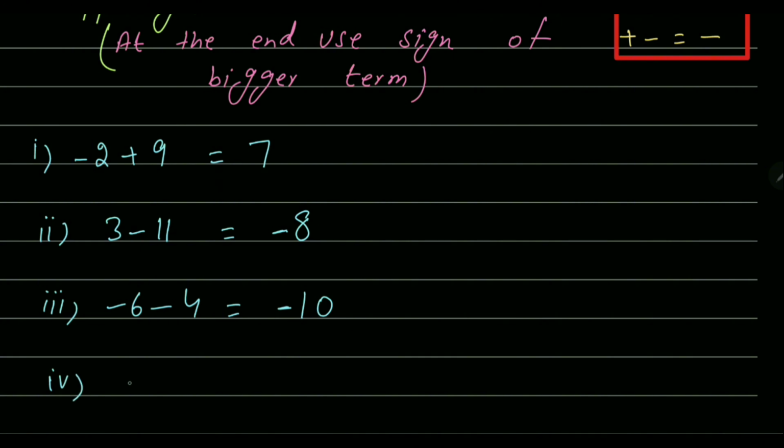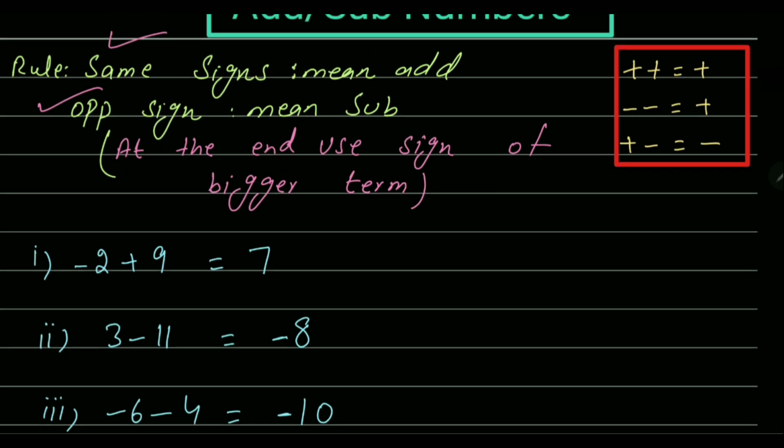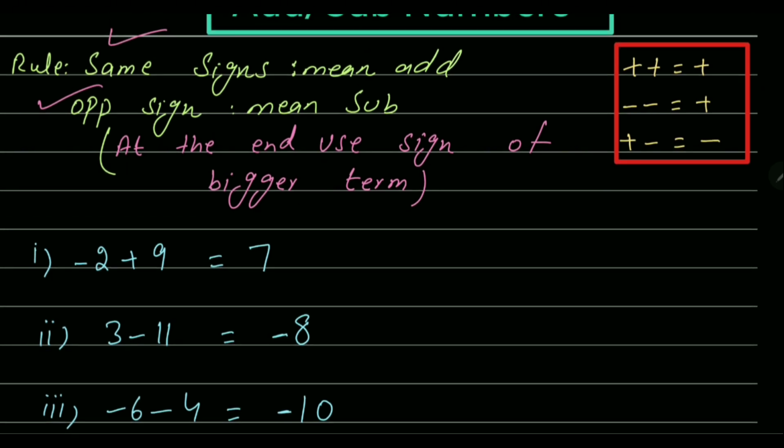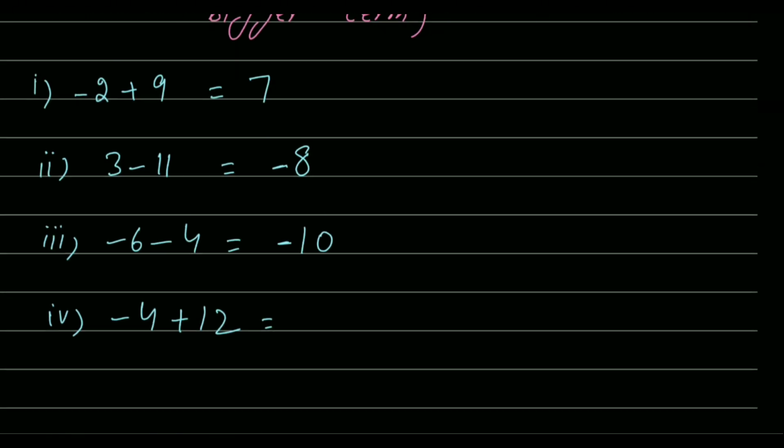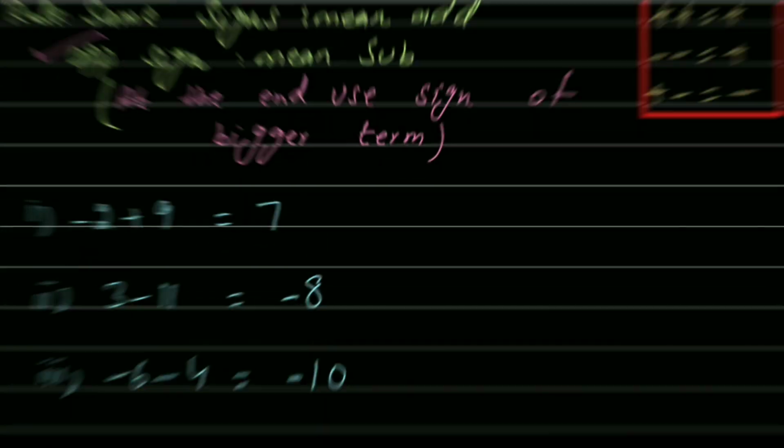And one last example, -4 plus 12. Opposite signs. So what is the rule for opposite signs in addition and subtraction? Subtraction. So 12 minus 4 is 8. You have to use the sign of the bigger value. The bigger value is 12, and the sign of 12 is positive, so you can put a plus here, or you can leave it as it is, because if a value does not have any sign, it means it is a positive value.